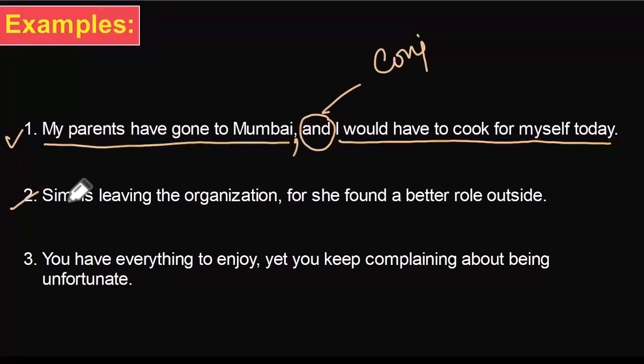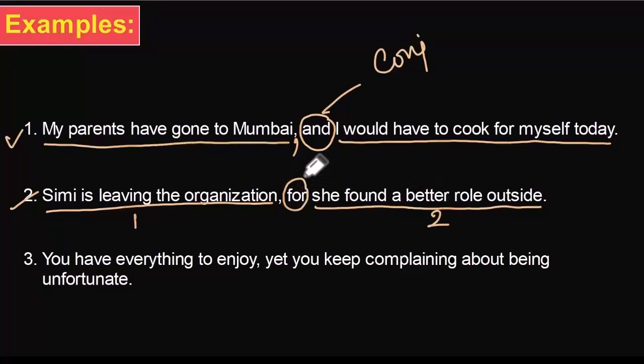Okay, second example. Simi is leaving the organization, for she found a better role outside. Simi is leaving the organization. That's independent clause number 1. For she found a better role outside. Right? This is independent clause number 2, and this is my conjunction, which is for here, which works as the conjunction because. So Simi is leaving the organization. Why? Because she found a better role outside, and there is a comma as well.